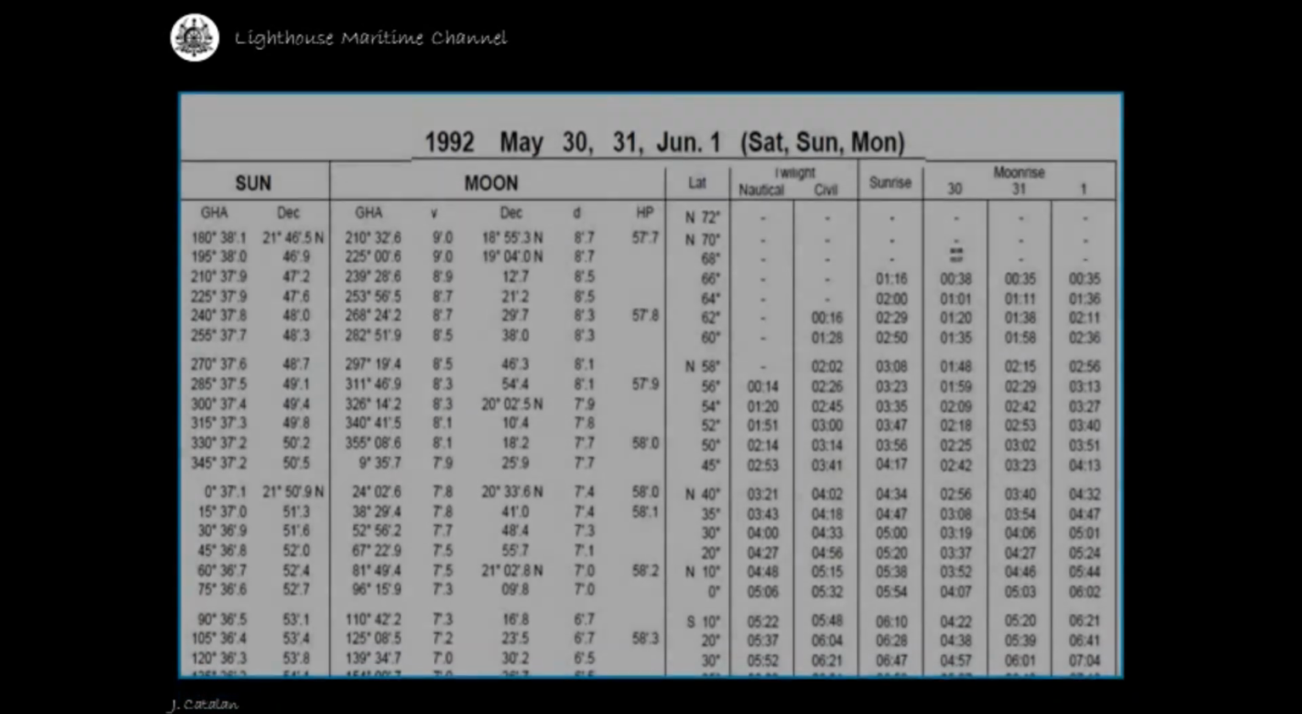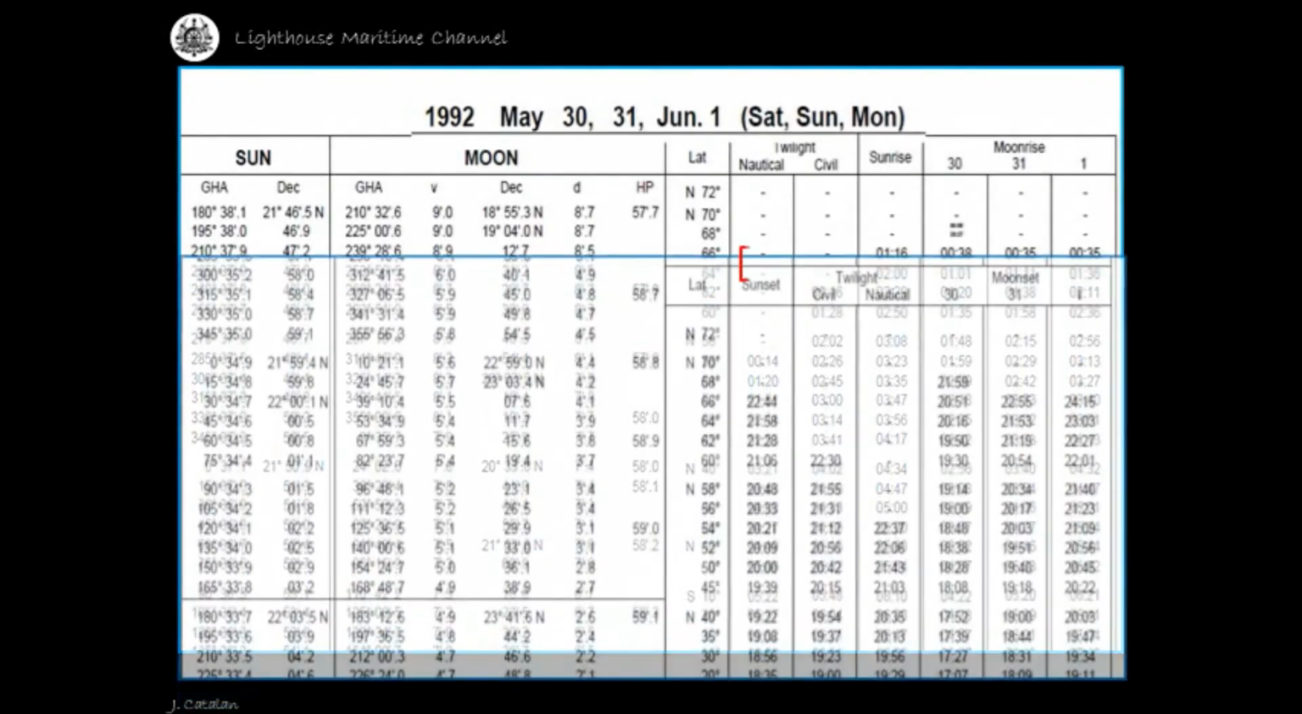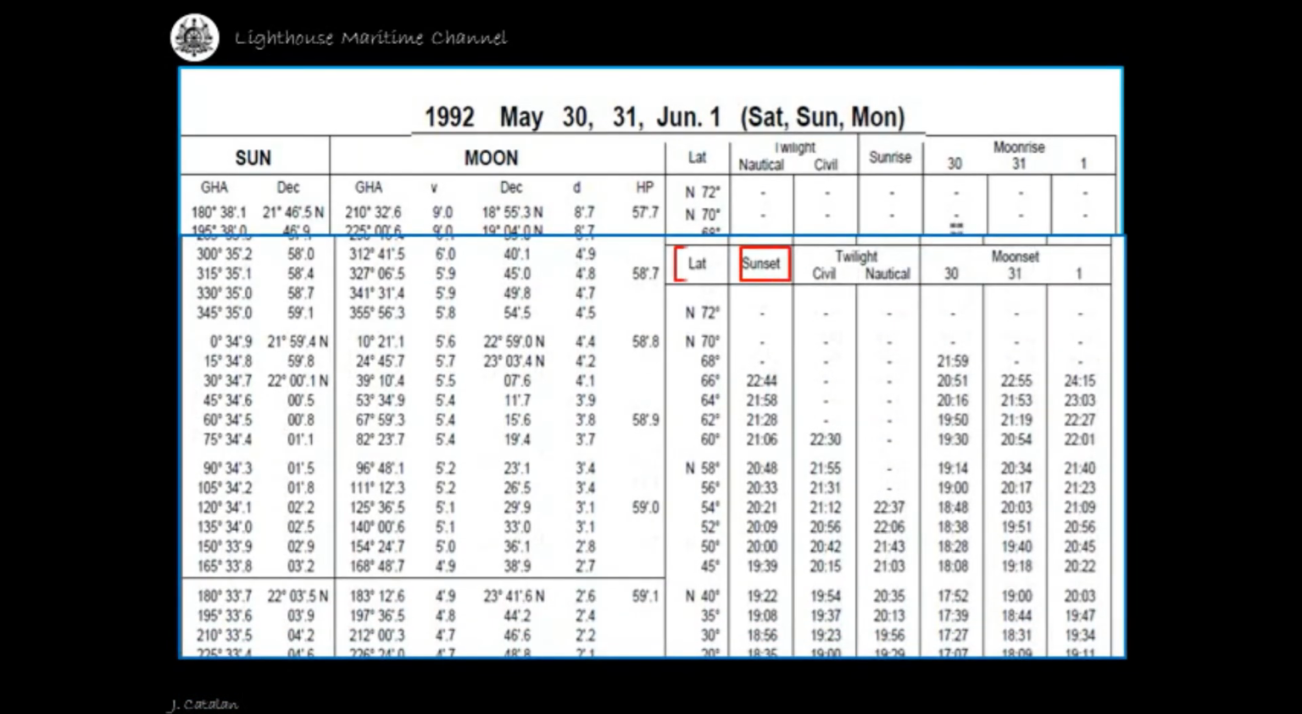Now go to the below portion of the same daily page of the Nautical Almanac. Locate the sunset column, left beside of it is the latitude column. Almost the same way we did earlier in computing the time of sunrise. But the only difference is that when the latitude goes higher, the time of sunset is increasing.